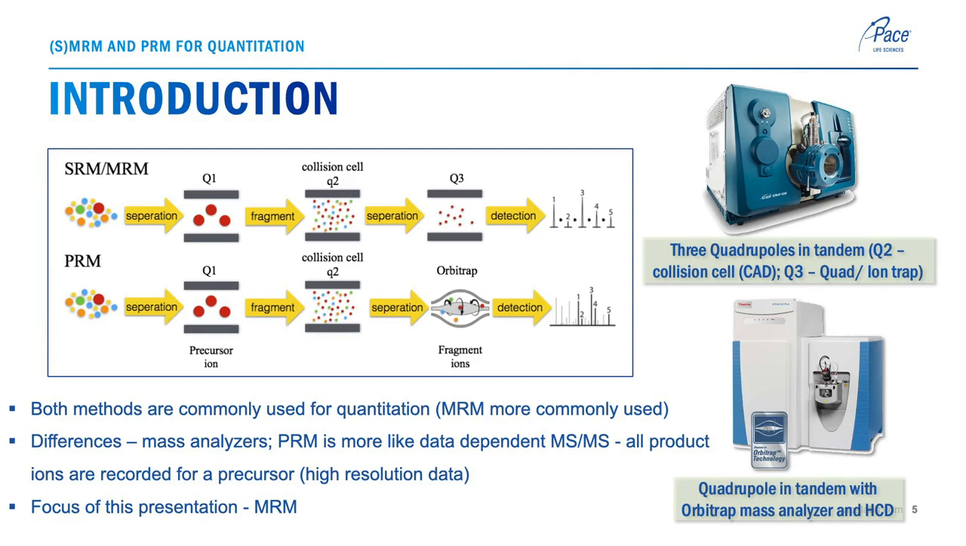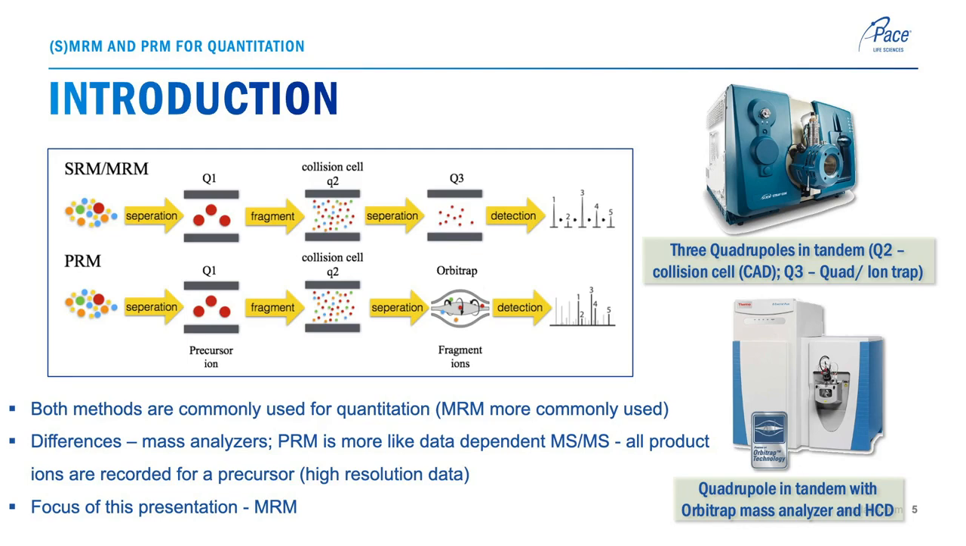Electrospray ionization or ESI source is more commonly used, and atmospheric pressure chemical ionization probes or APCI probes are also used for analytes that may not ionize well under ESI. Examples of a triple quadrupole or Q-trap instrument, the SCIEX QTRAP 6500, and an instrument with quadrupole in tandem with orbitrap mass analyzers, the Q Exactive Plus, are shown on the right-hand side. MRM scans for one or more precursor to product transitions, and PRM acquires all product ions for each precursor.